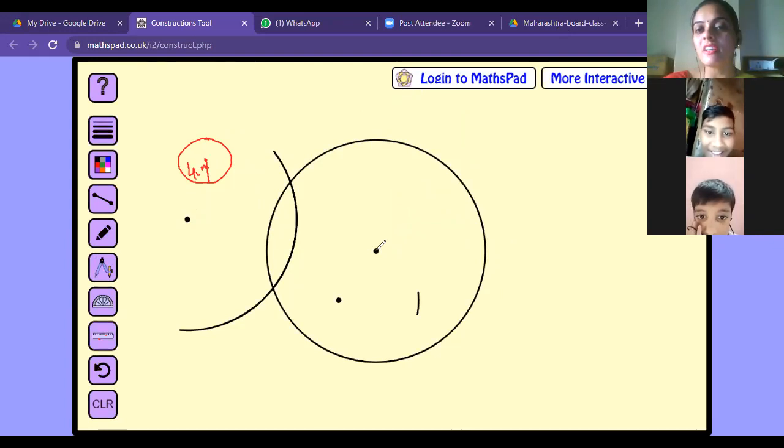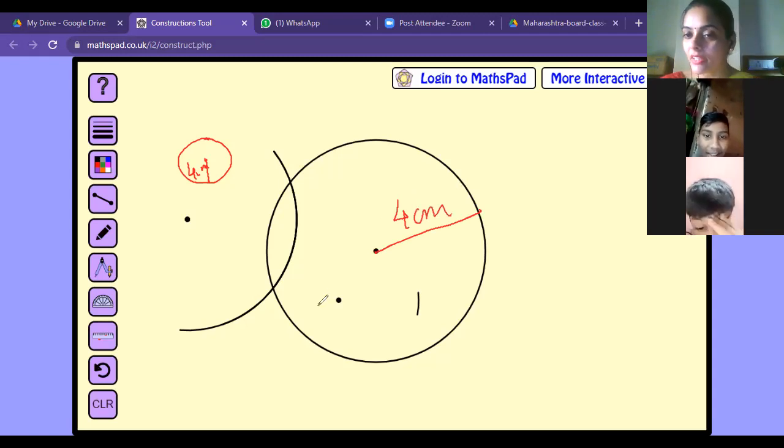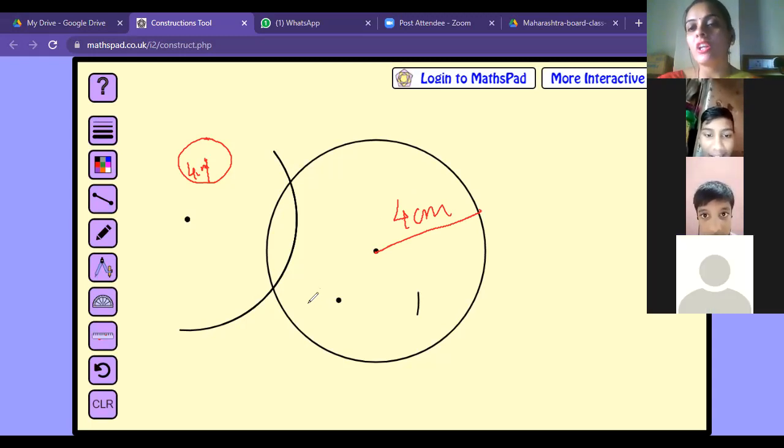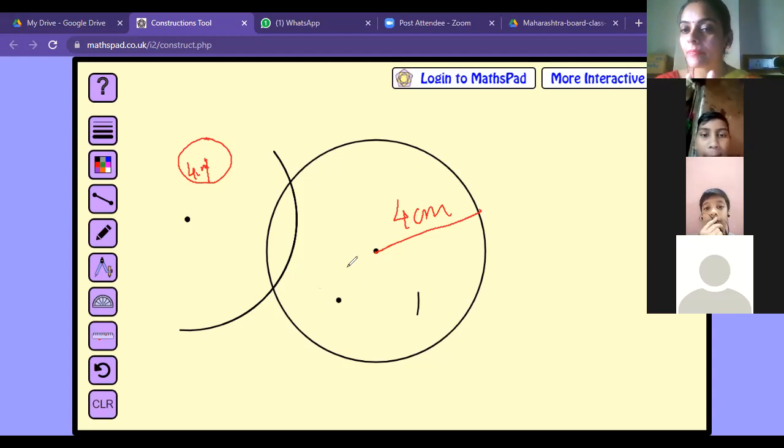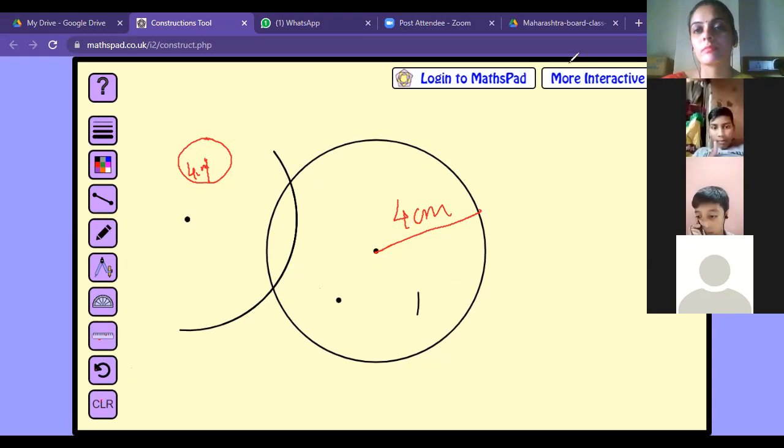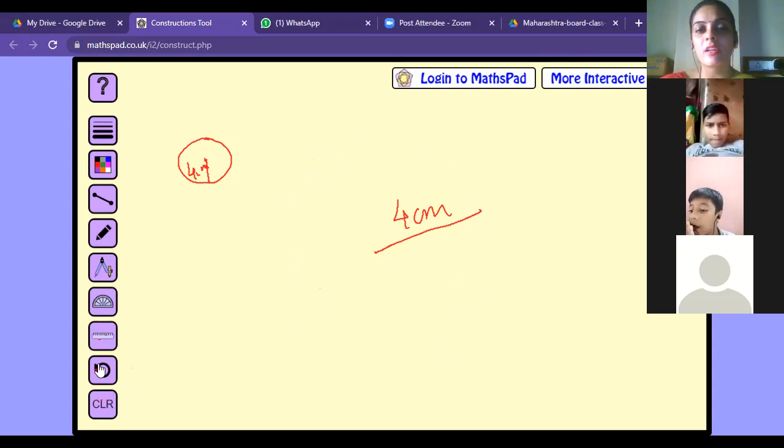Yes. So what is the radius we have taken here? 4 centimeter, right? Clear Bhavya, Ali, Kedar? What if the measurement is given? You have to take it on a scale, place your compass, and that way you can draw a circle. Clear? Yes, teacher. So this is about how to draw a circle, right?